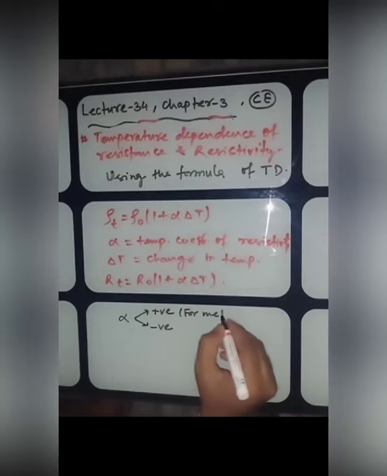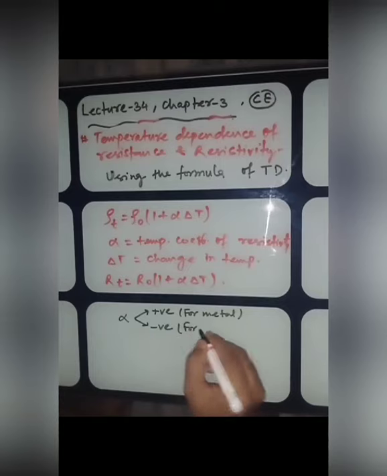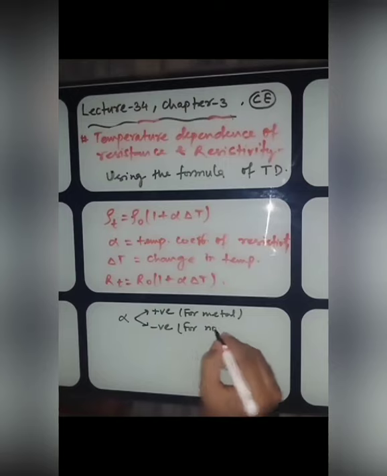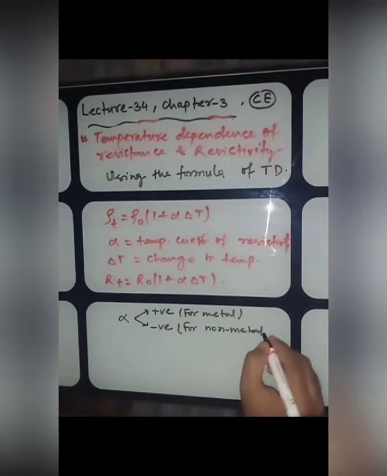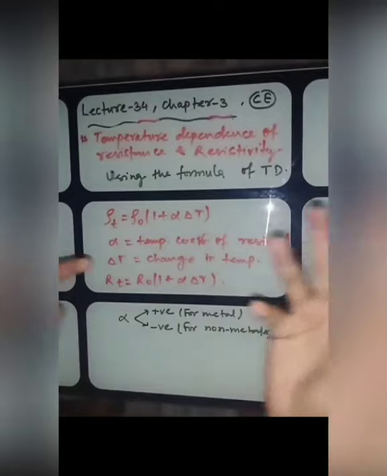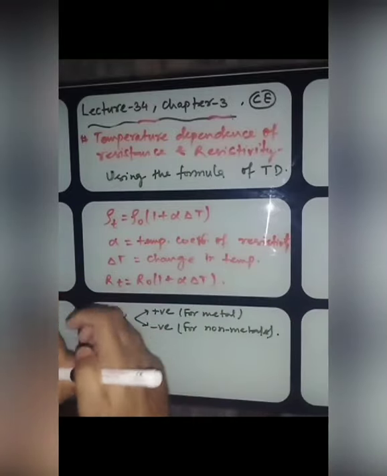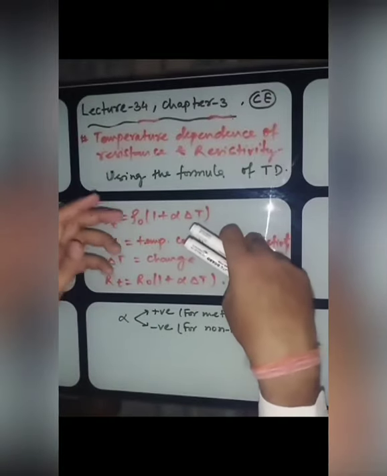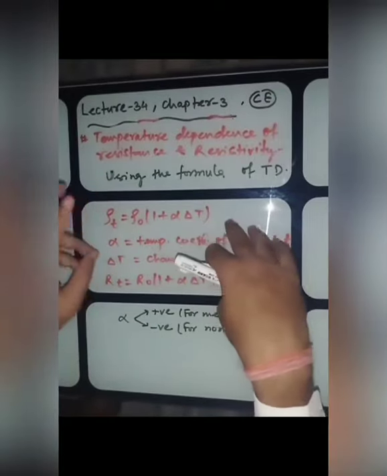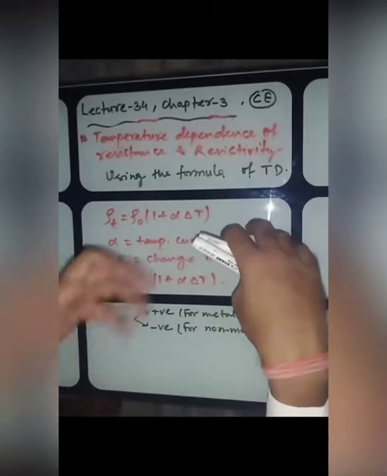For metal, that is the ohmic conductor. For non-metals, it will be negative, like carbon, you can say. Okay, so these are the formulas that represent the temperature dependency of resistance and resistivity, how the resistivity and resistance depend upon the temperature.